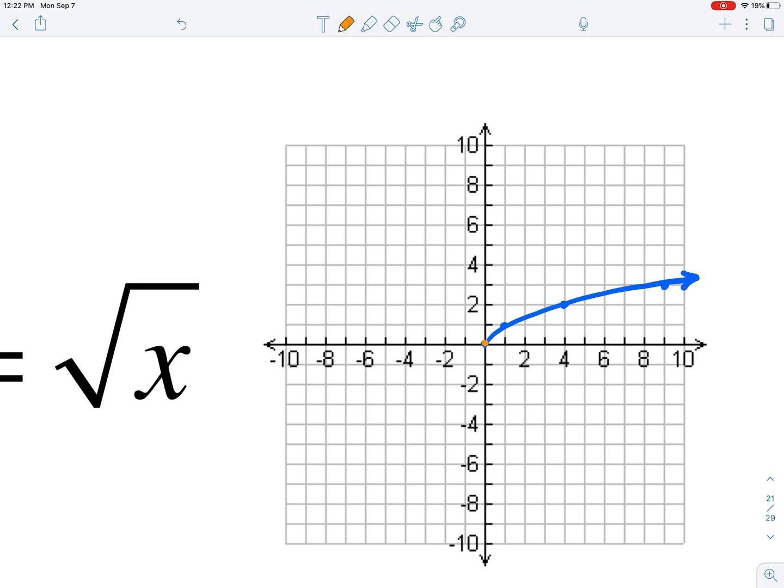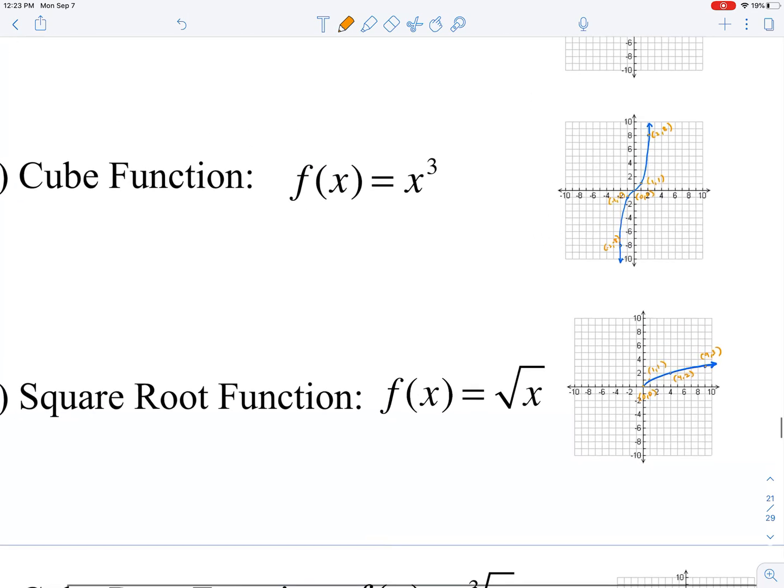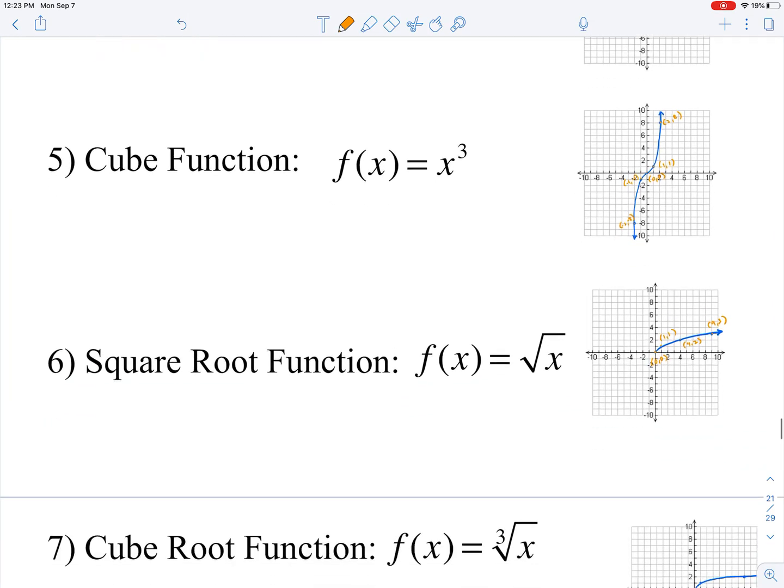Helpful points that I like to use for translations and transformations would be the origin (0, 0), then (1, 1), (4, 2), (9, 3). Next I would probably use (16, 4), but especially the first three points, (0, 0), (1, 1), (4, 2), for when we want to graph using translations and transformations.